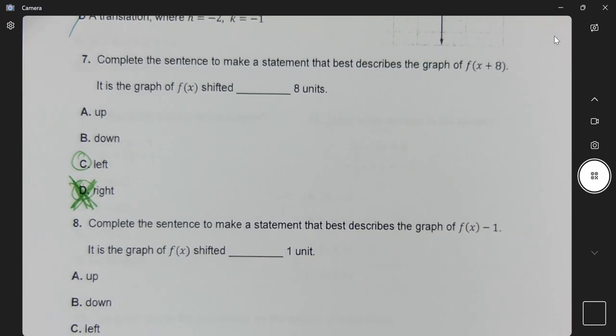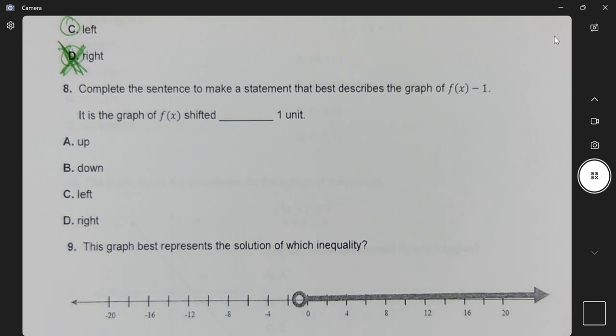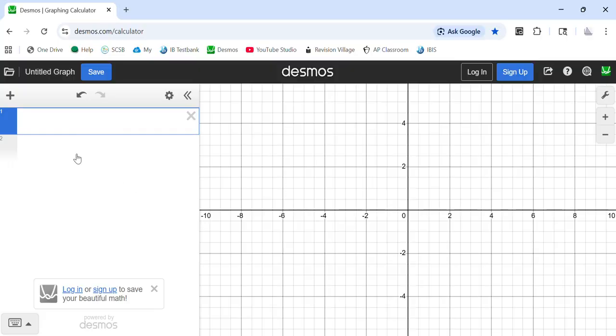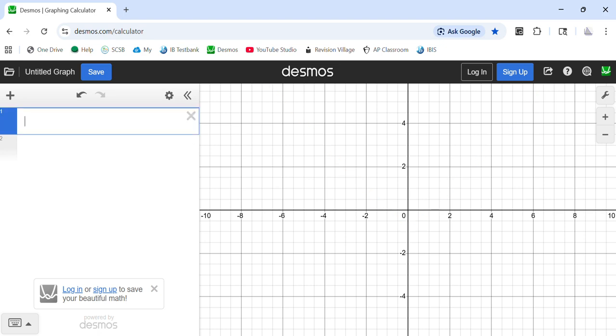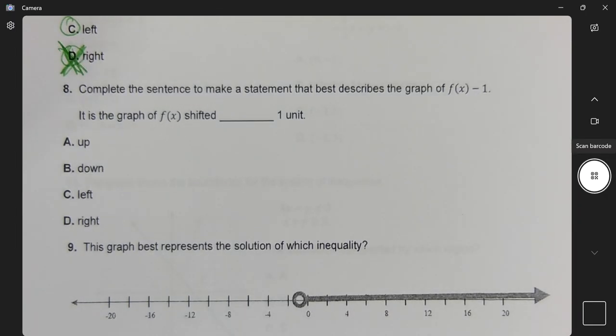I promise I'm smart. Number 8, complete the sentence to make a statement that best describes the graph. You know what? Let's just go directly to Desmos. Let's take our absolute x and let's subtract 1 and see what happened to it. Because, again, leaning on Desmos. See your graph? Here's minus 1. Looks like it went down to me. Down by 1. Okay. So down.